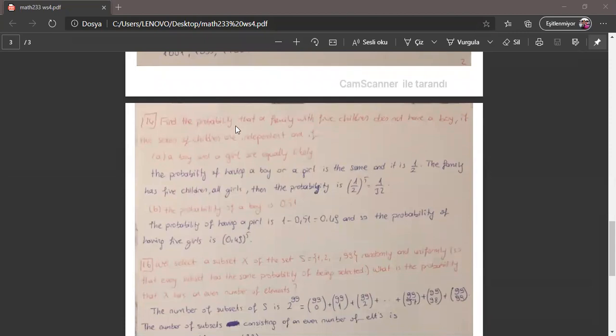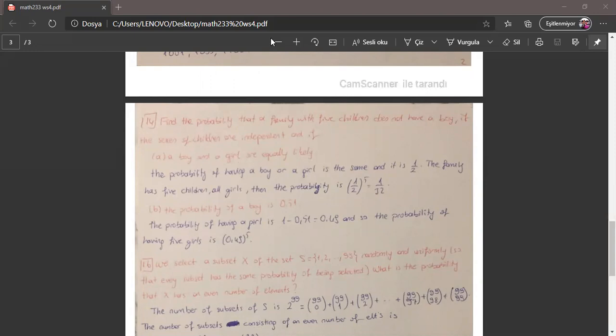Now we will find the probability for this situation. So we have a family, okay? They have 5 children and no boy, okay? So for the first part, we know that a boy and a girl have the same probability. Having a boy or having a girl has the same probability.